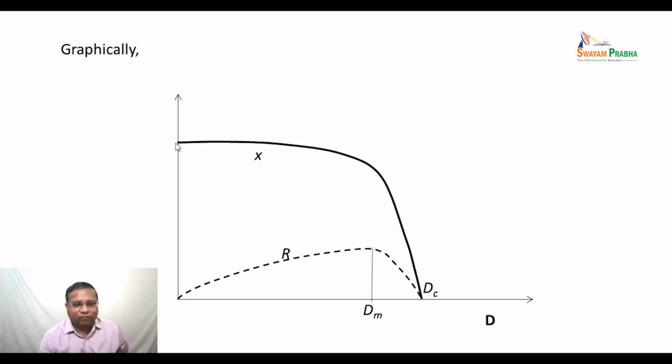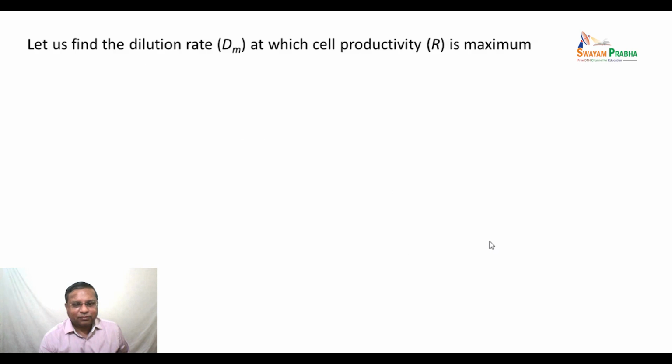So this is a graph of X versus D that we saw earlier, and now we are seeing a graph of R versus D on the same D axis. Let us find out the dilution rate dm at which the cell productivity R is maximum. We'll call that dm. We are interested in maximum productivity.